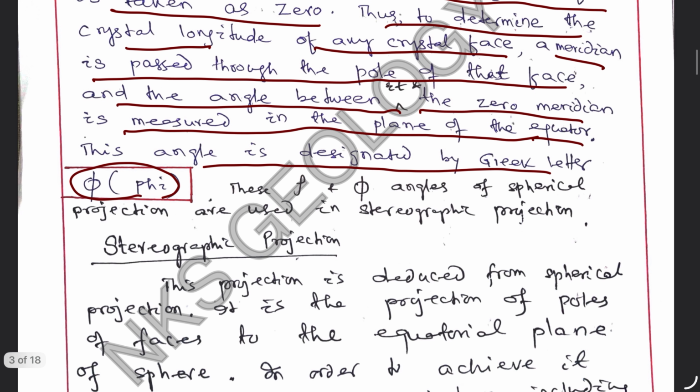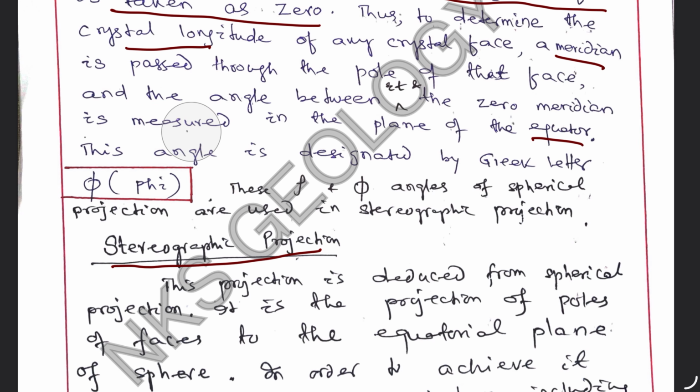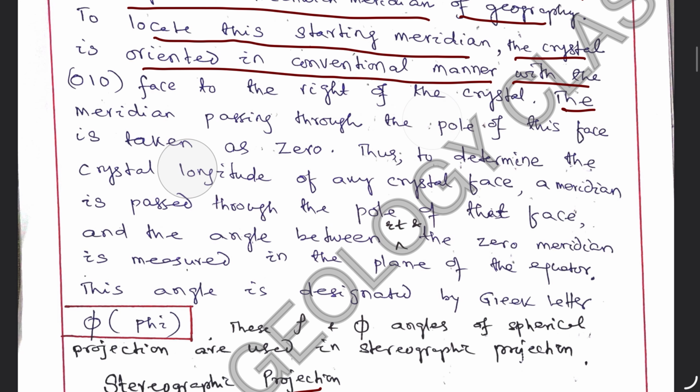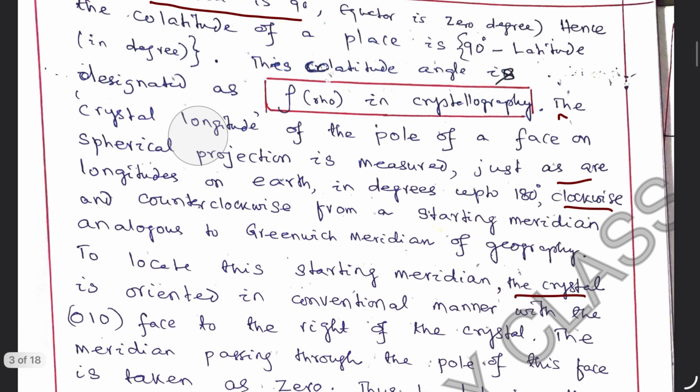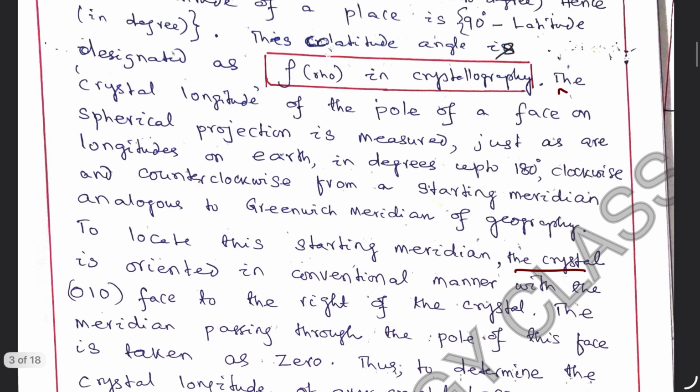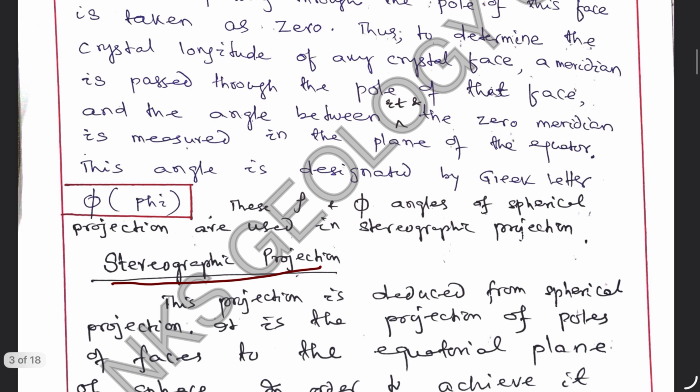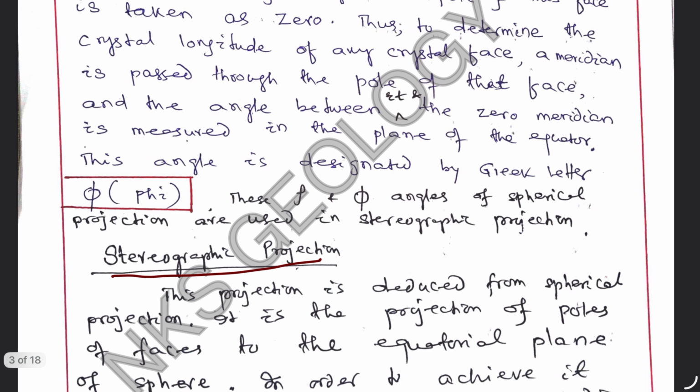Now let us discuss what is stereo projection. The stereo projection is obtained from the spherical projection. So first we have to imagine how the spherical projection is made, and then from the spherical projection how we can go for the stereo projection, that I will discuss now.